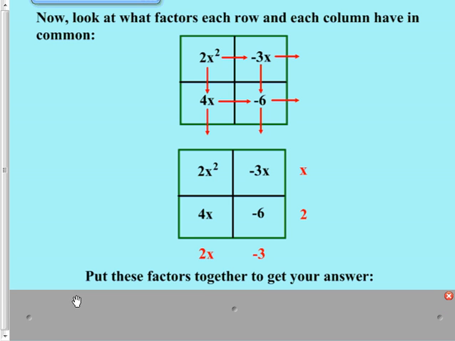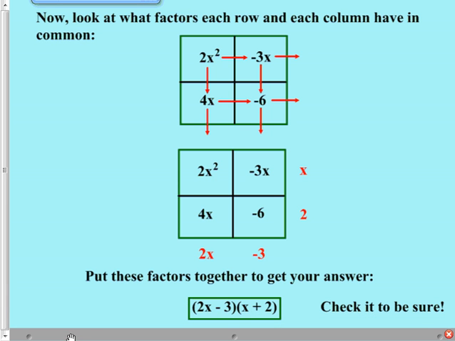Okay. Now we're going to take those factors that we just discovered, the x and the 2 coming from the rows, and the 2x and the negative 3 coming from the columns. We're going to assemble those as part of two different binomials, and they will actually become our answer. The 2x and the minus 3 and the x plus 2 go together. And just like before, if you were to distribute back across these two binomials, you will find that you will get your trinomial back. Our problem is solved. It has been factored.